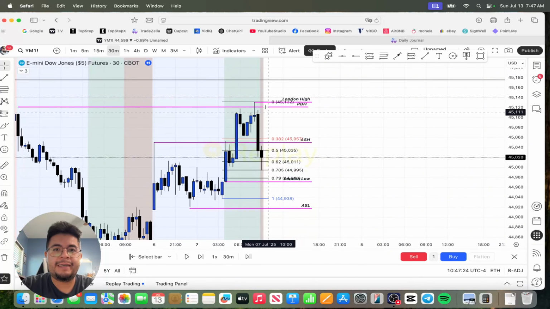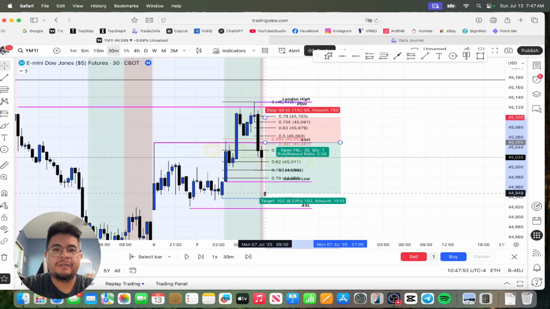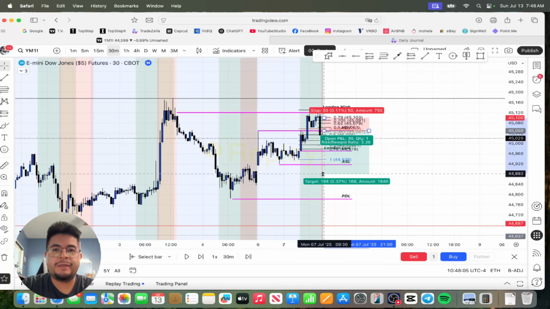Right here, we could do a fib retracement from this high to this low. And that aligns with the Asian session high at 38%. We could take this trade to go lower as well, which, if we do, is going to be right around the 45,050 level, right at that Asian session high. A 50-point stop to then target a 1 to 2, or 1 to 3. I think that's fair enough right there. We could even target the previous day low.